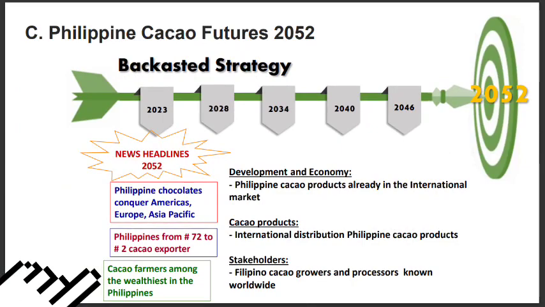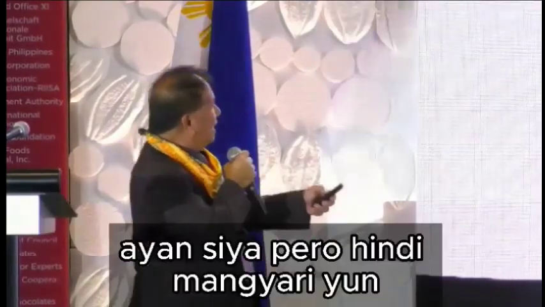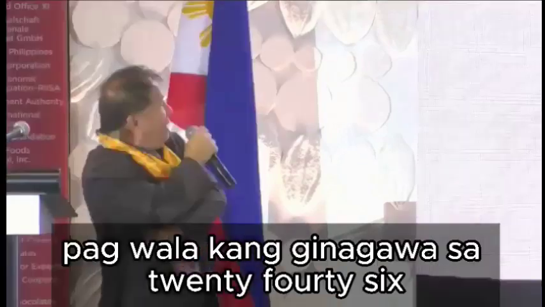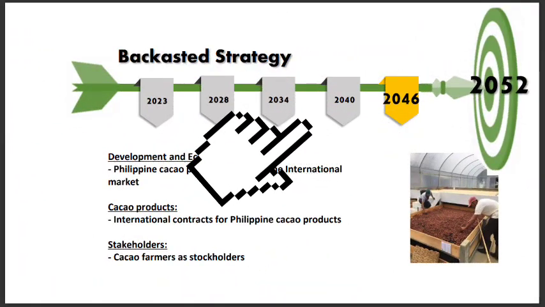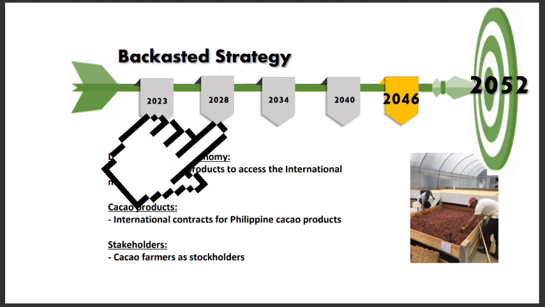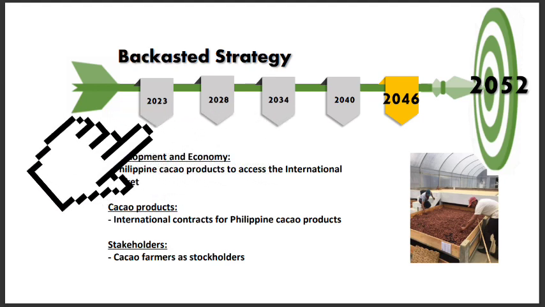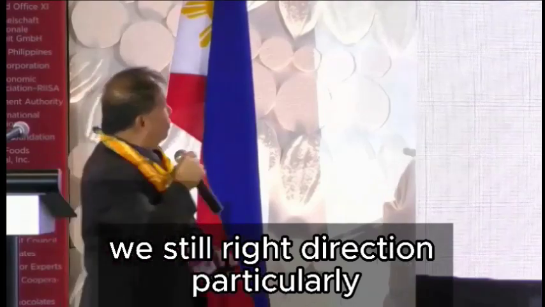2052 pa yan, ha? We have to supply first our domestic needs. Then, the cacao farmers among the wealthiest in the Philippines. And these are not fantasies, this could be done through concerted efforts ng ating mga different agencies at sa ating mga producers. Pero hindi mangyayari yun pag wala kang ginagawa sa 2046, 2040, may gagawin ka para mangyari yun sa 2034, may ginagawa. Kaya ngayong 2023, we are still in the right direction.